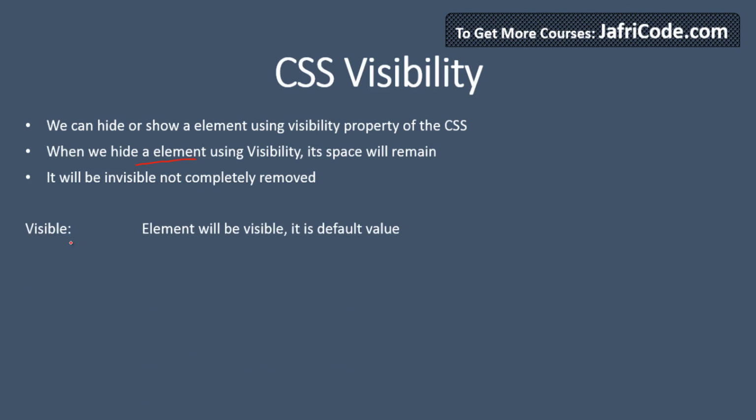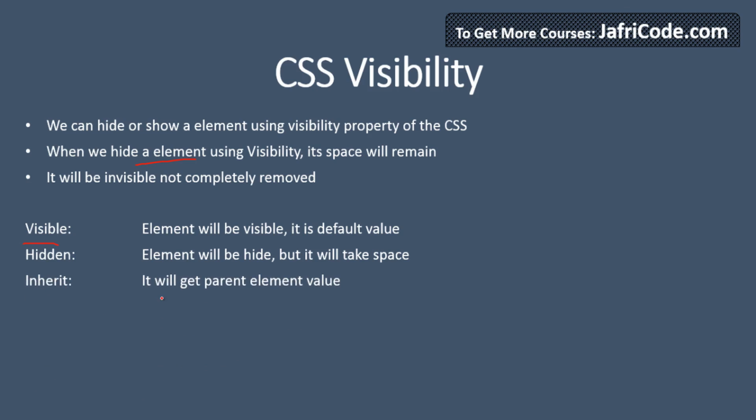There are different values you can provide. For example, visible is the default value. Hidden: the element will be hidden, but it will take space. Inherit: it will get the parent element's value. Collapse is used in a table to remove a row or column. So this is the visibility property. You can work with the visibility property to hide, show or collapse any HTML element.